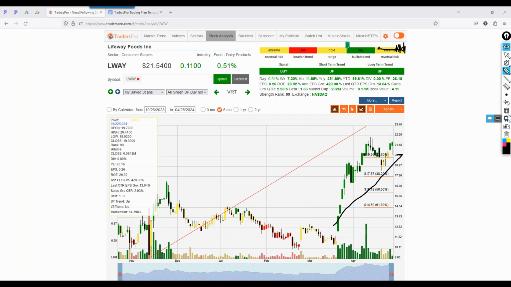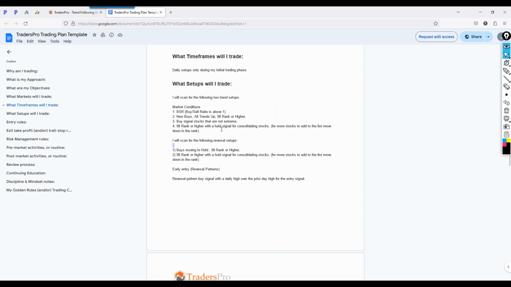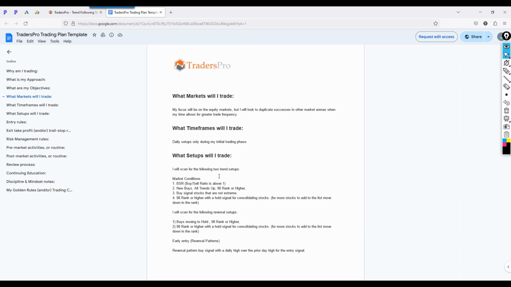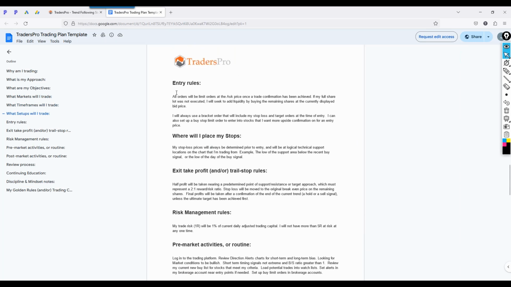But if in your trading plan you're saying, I don't want to trade anything that's extreme, or I'm not going to trade anything unless I have a buy sell ratio that's greater than 1, you can add the different criteria and processes for whatever you feel comfortable with. Then you can implement the TradersPro system to your own risk tolerance. So there's a trading plan in there as well.